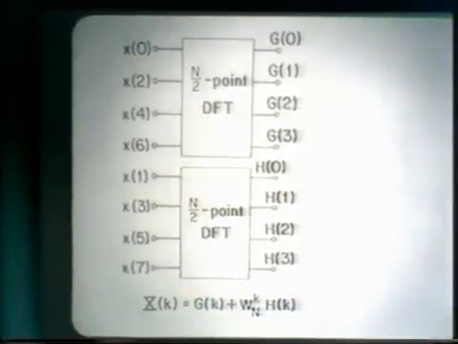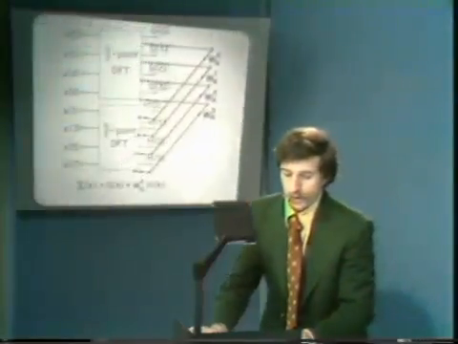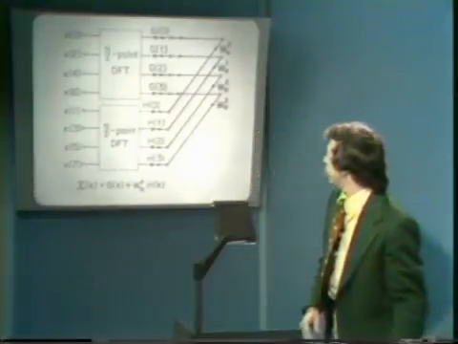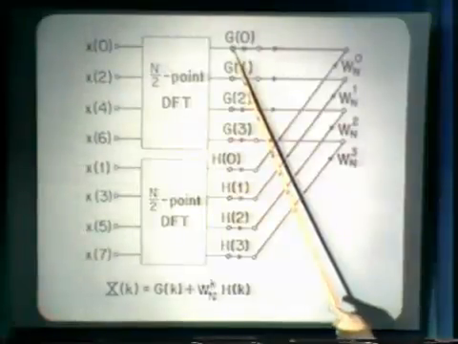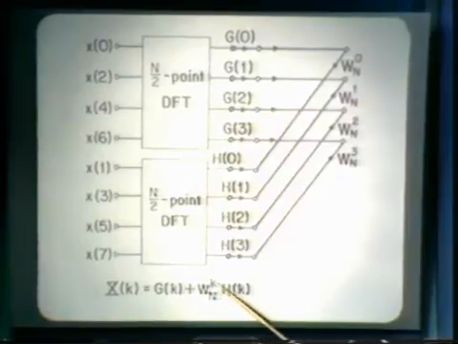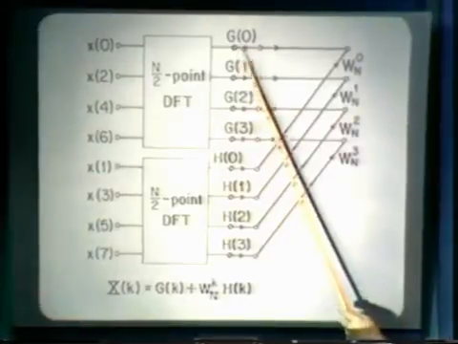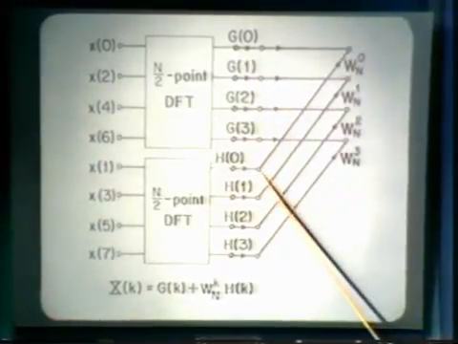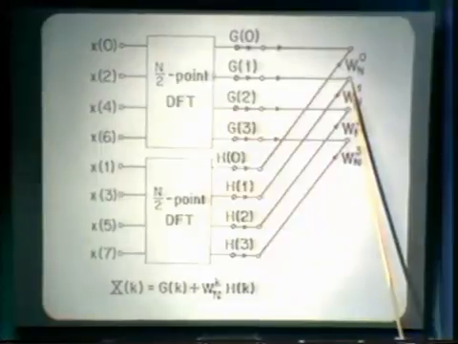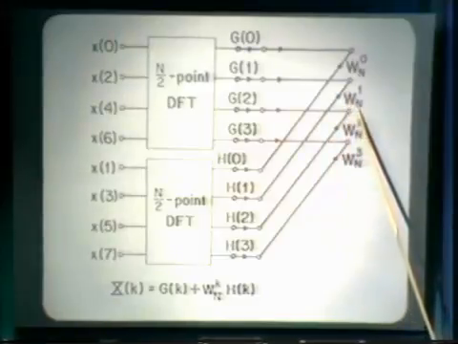All right, so we have the n over 2 point DFT of the even-numbered points, the n over 2 point DFT of the odd-numbered points, and now to compute the output points, the discrete Fourier transform x of k, we then want to take g of 0 and add it to h of 0 multiplied by w sub n to the 0. So using flow graph notation, we have g of 0 added to h of 0 multiplied by w sub n to the 0. For x of 1, we want g of 1 added to h of 1 multiplied by w sub n to the 1.